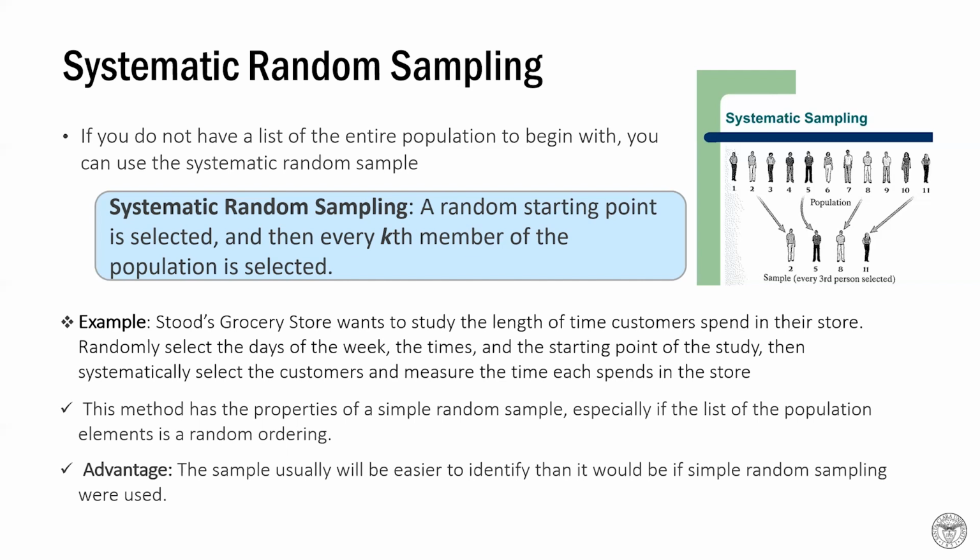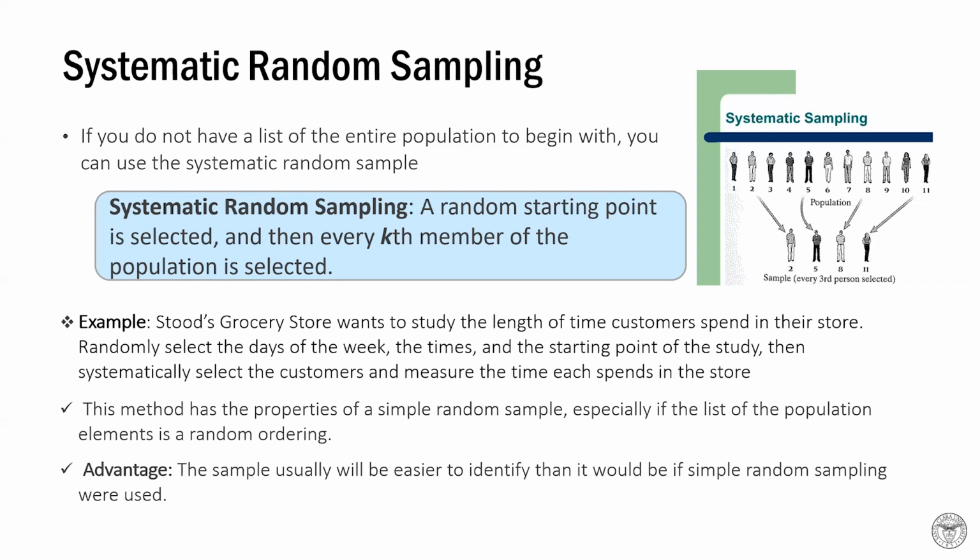Suppose we selected 4 p.m. for the starting time on Monday. Next, we select a random number between 1 and 10. It is 6. Our selection process begins on Monday at 4 p.m. by selecting the 6th customer to enter the store. Then we select every 10th.